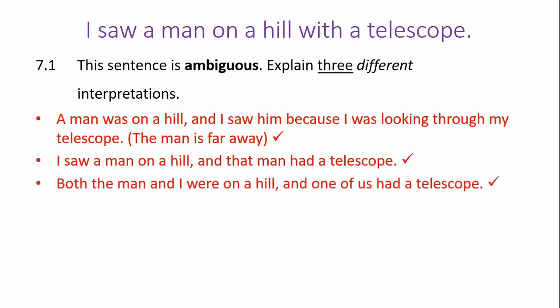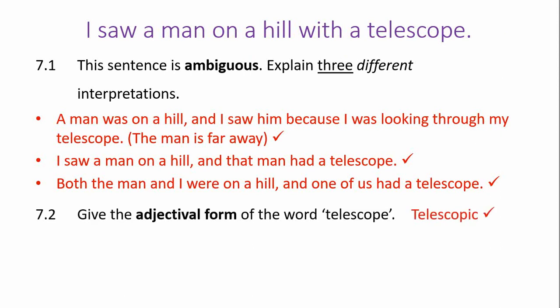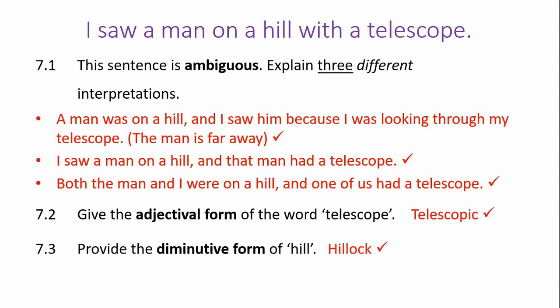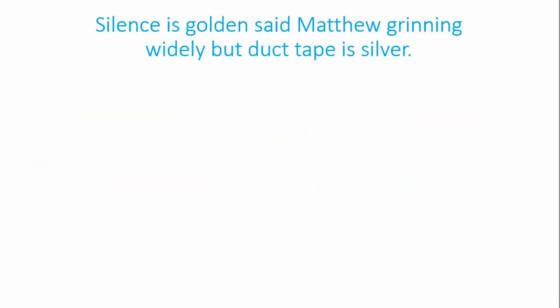And the third one is both the man and I were on a hill and one of us had a telescope. Look at the sentence. I saw a man on a hill. Okay, so we're both on the hill and I saw him with a telescope. Either the guy has the telescope or I have the telescope. 7.2, give the adjectival form of the word telescope, telescopic. 7.3, provide the diminutive form of hill. Diminutive meaning small, and the small version is hillock.